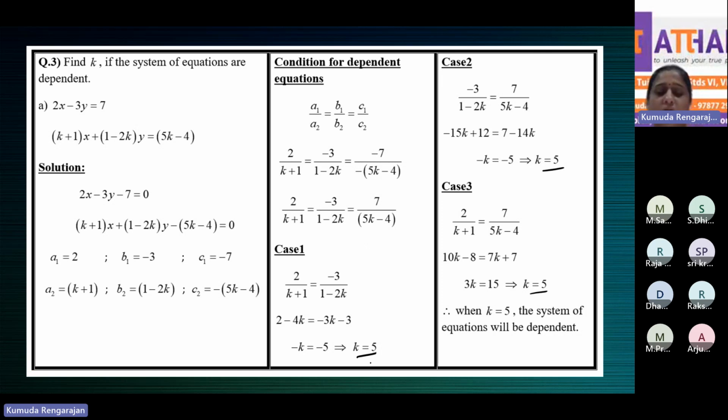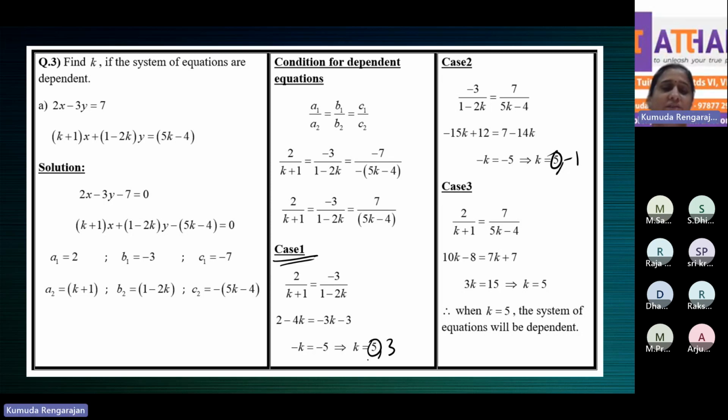Sometimes what happens is, say when you equate in case 1, you get 5 and 3. And in case 2, say you get 5 and minus 1. So what is the common solution? 5. So only when K is 5, the system of equations will be dependent. That is why you should work at least 2 cases.